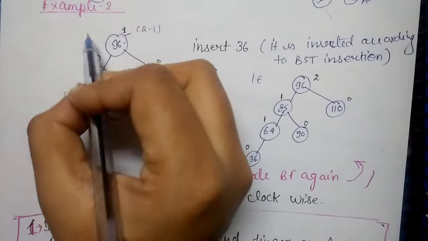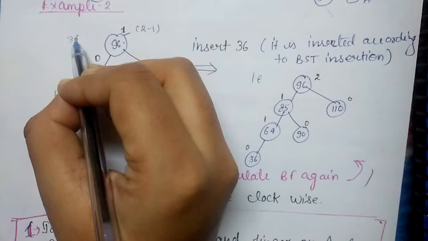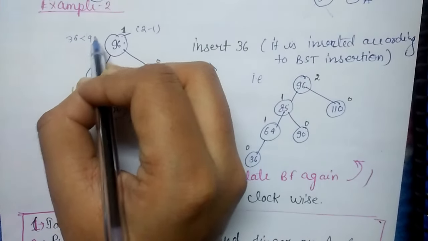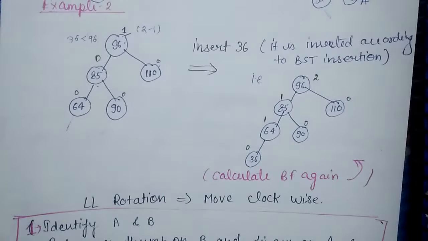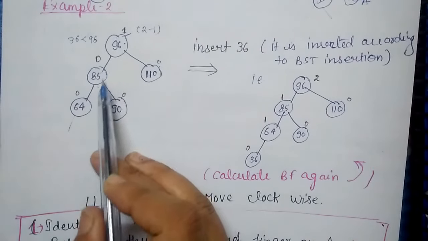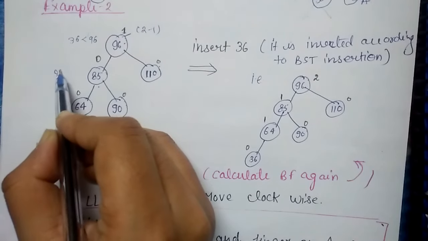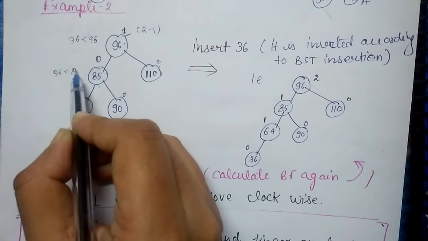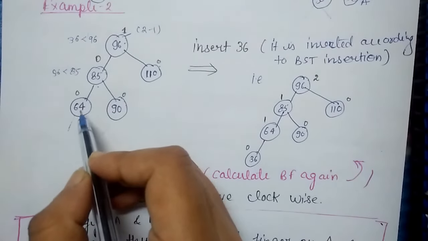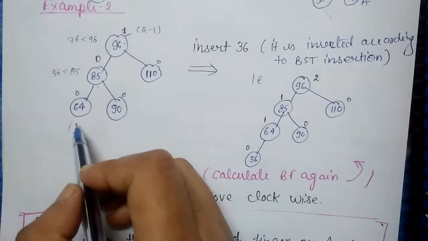That means first of all we will compare 36 with 96. It is less than 96, so it will be inserted somewhere in the left subtree. Now we'll come to this root. We compare 36 with 85, which means somewhere in the left part it will be placed.